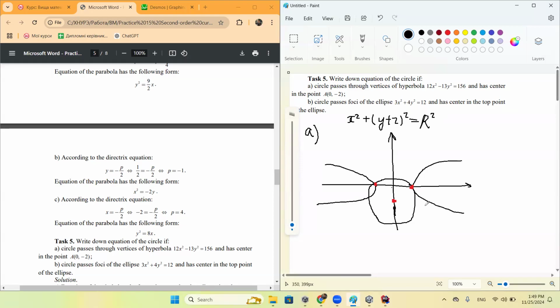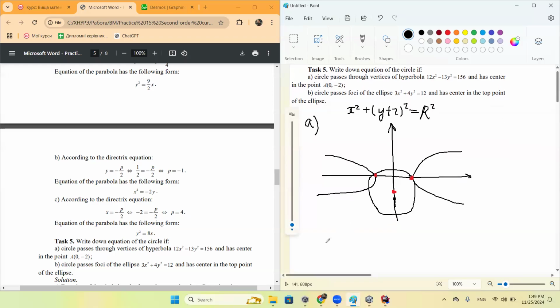And how to find the radius? Any ideas? No idea. Okay. So we need to find the vertices of the hyperbola, and then, knowing the vertices, we will find the radius.